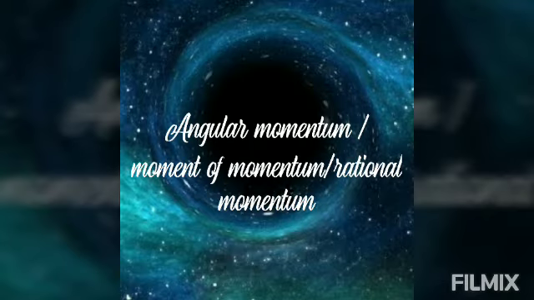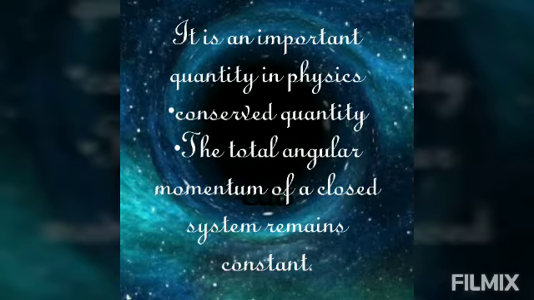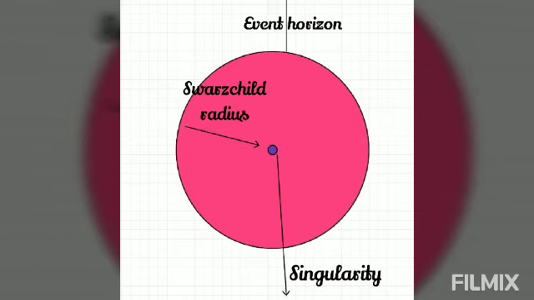Then we have the angular momentum, which is also called the moment of momentum or the rotational momentum. It is an important quantity in physics because it is a conserved quantity and the total angular momentum of a closed system remains constant. Then let us study the structure of a black hole.